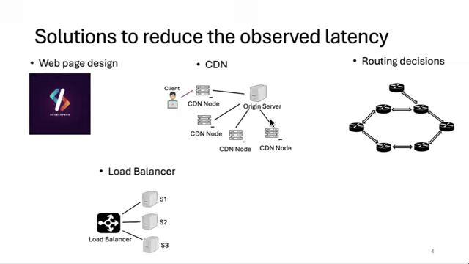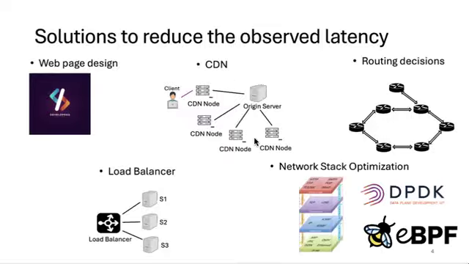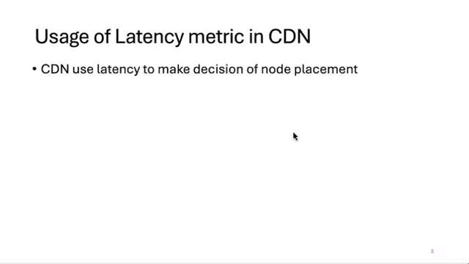Load balancers exist at the entry point of a server farm to choose the least loaded server so that the client request incurs a lesser waiting time at the server. Once the request reaches the server machine, techniques like DPDK and eBPF help to speed up the processing time of the request by the application. Many of these solutions in turn use latency as a metric to take control plane decisions.